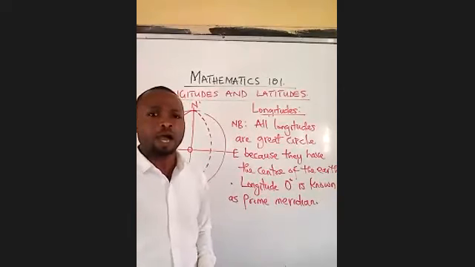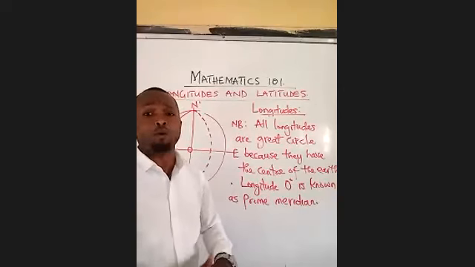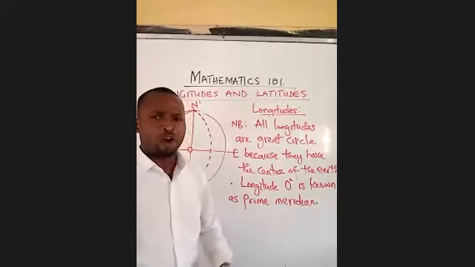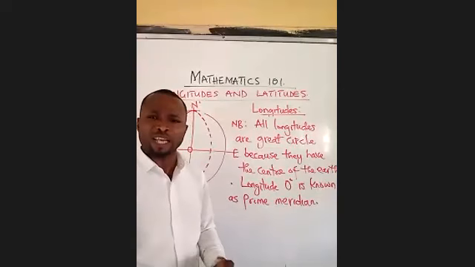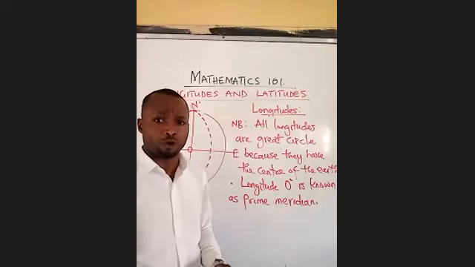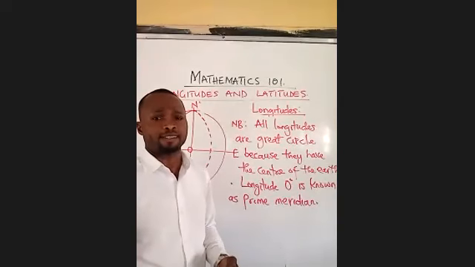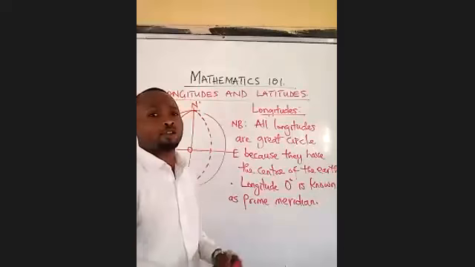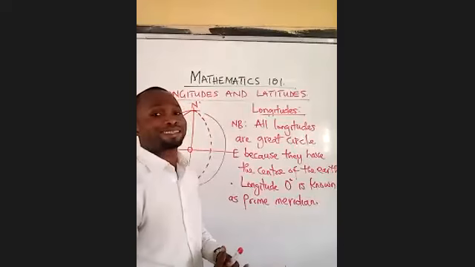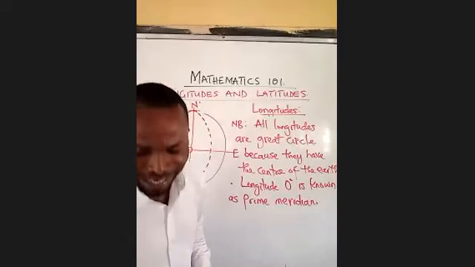Is that clear now? And you know that longitudes are great circle. Take note of that. Longitudes are great circle. And why do we call them great circle? You know that because they have the center of the earth. Take note of that. Now that we know what longitudes are, let us now look at latitudes.